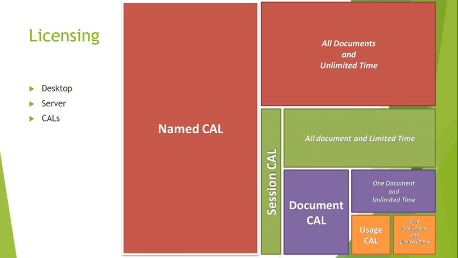Next one is usage cal. This is for one document for limited time. So depending on the scenarios and the usage, users and enterprises will buy the licenses on their usage basis. So this is how the licensing mechanism will work.